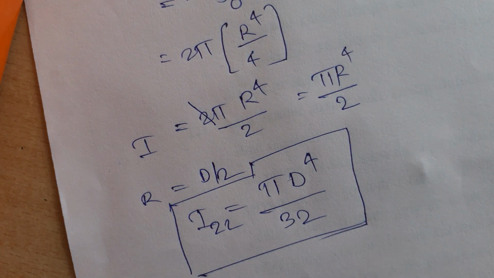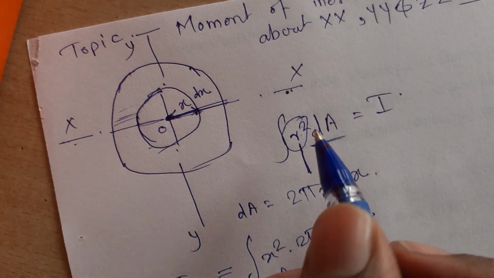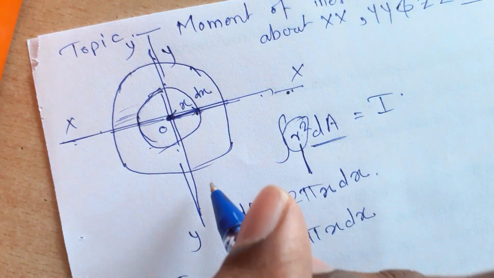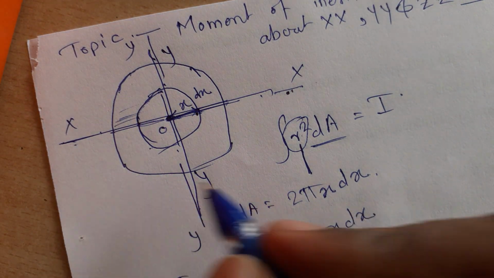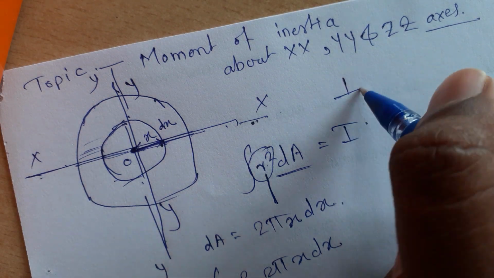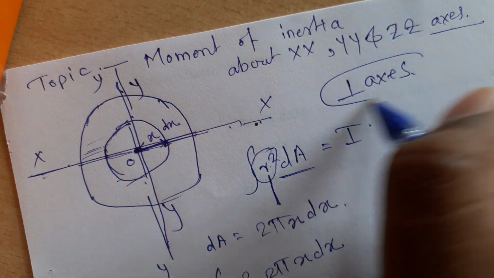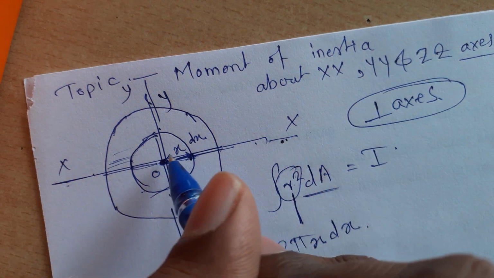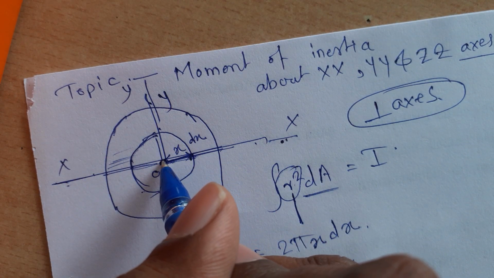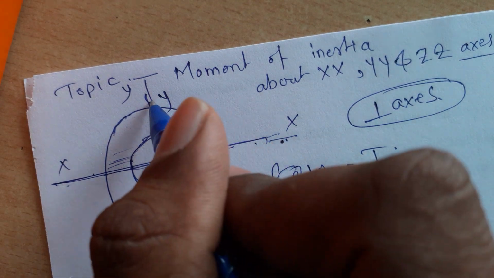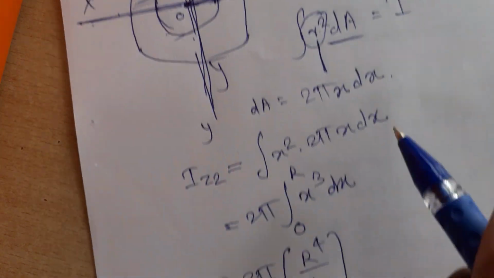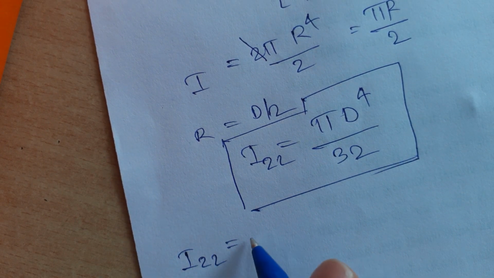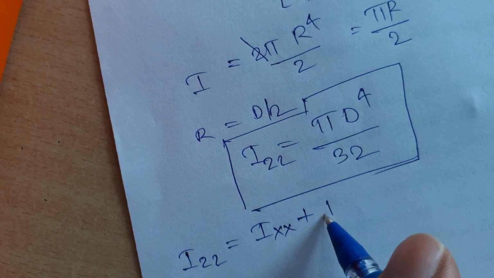So how to find the moment of inertia about this xx axis and this yy axis? The very simple answer to this question lies in the theorem of perpendicular axis. The perpendicular axis theorem says the moment of inertia about the axis perpendicular to the plane is the sum of the axes xx and yy. So we are doing somewhat reverse. Izz is equal to Ixx plus Iyy.